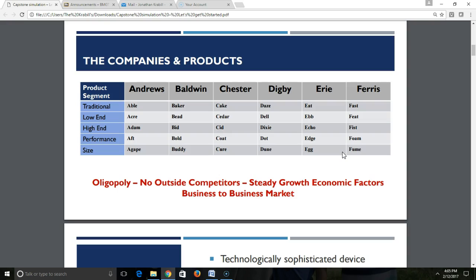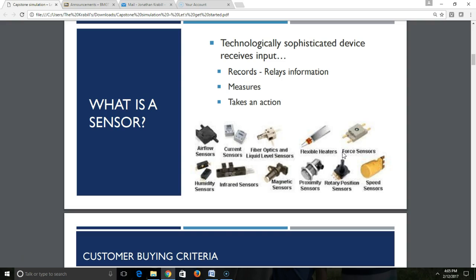We are only working off of our class of Andrews, Baldwin, and Chester. Our student-led teams, Digby, Erie, and Ferris, will be the computer-based teams. The product names that you have in each of the categories are listed below. I've checked with Capstone, and we are unable to change team names at this point in time. They are locked into Andrews, Baldwin, and Chester.